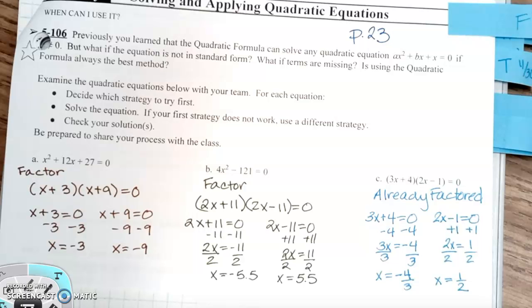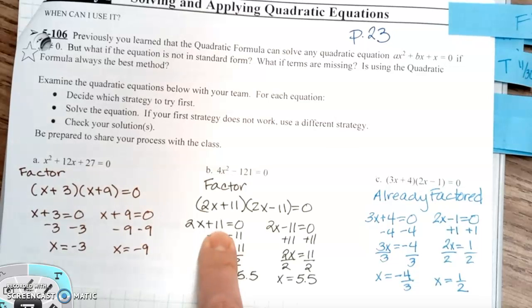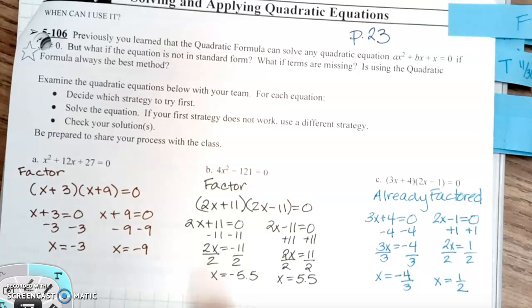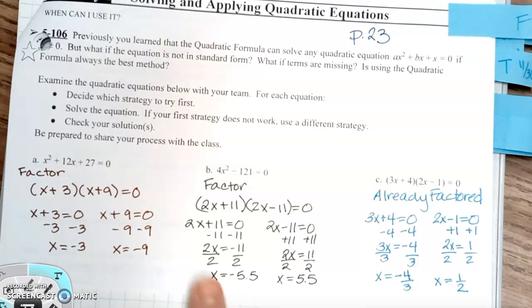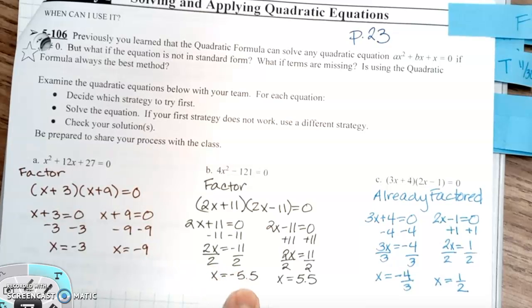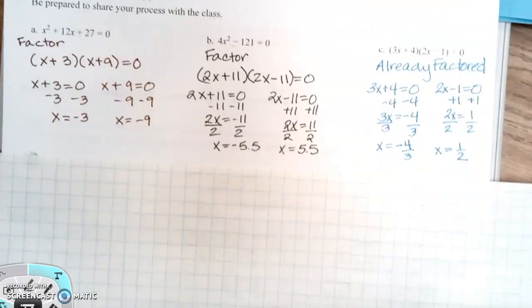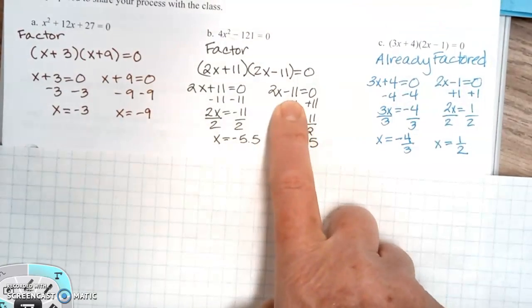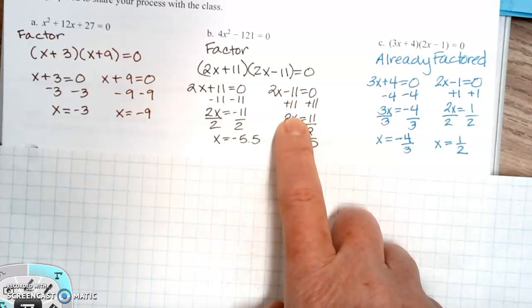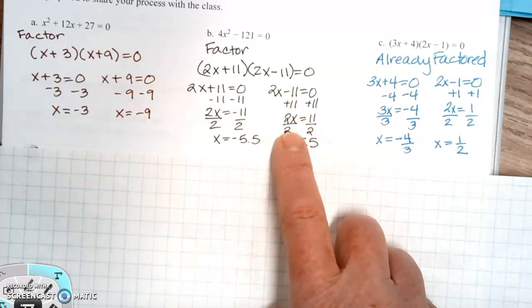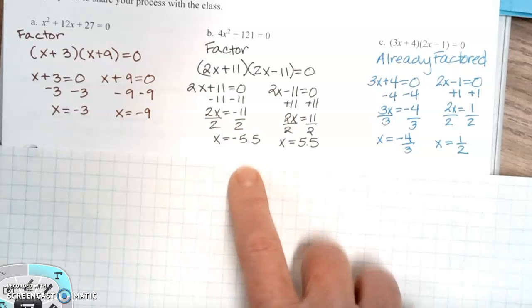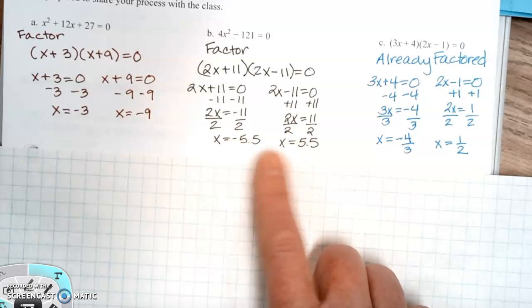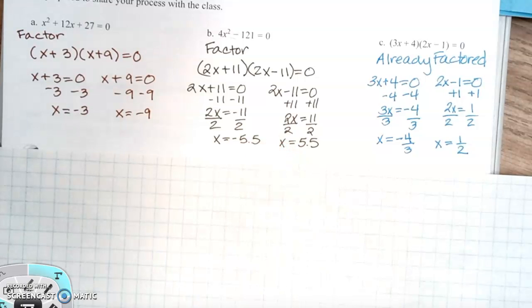Now we're going to use the zero product property by setting each of these equal to 0 separately and then solving. So the inverse operation of adding 11 is subtracting 11 from both sides. Then when you divide both sides by 2, you get negative 5.5. The other equation, we do the inverse of subtracting 11, which is adding 11. The inverse of multiplying by 2 is dividing by 2. And we get positive 5.5. Most of the time, they don't end up opposites like this. This is kind of a very special case, okay? But it does happen sometimes.